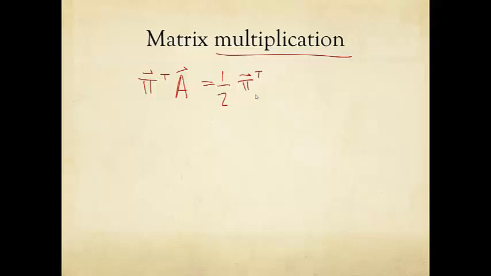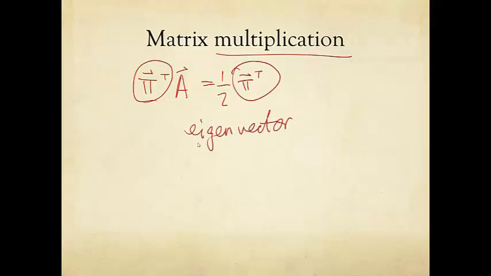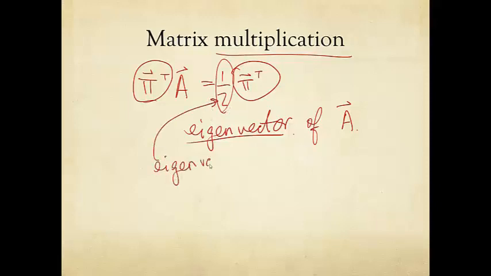Then, in that case, we say this vector, pi transpose, is an eigenvector, meaning that it maps back to itself corresponding to this matrix A. Okay. It might be a scaled version of itself. Every entry in the vector is scaled by some number. And this scaling factor is called the corresponding eigenvalue.